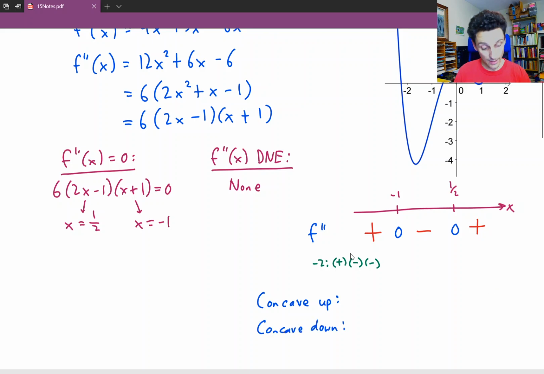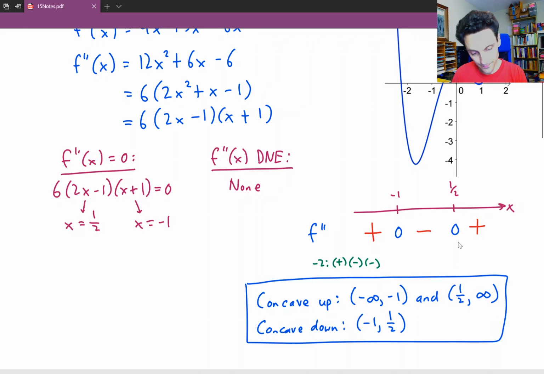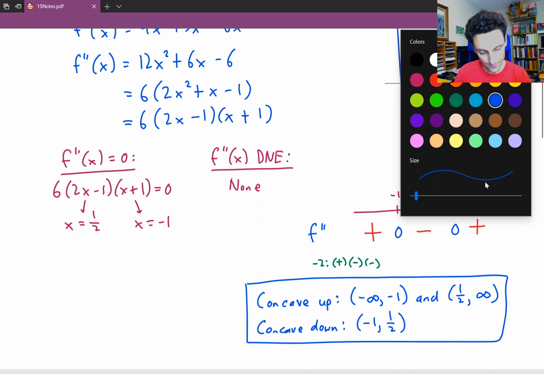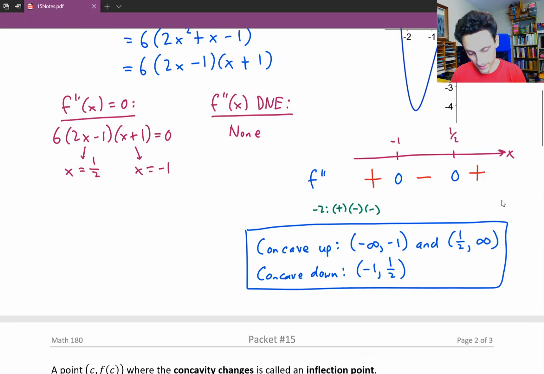Well, the curve is concave up, or the function is concave up, when the second derivative is positive, and that happens on two intervals, from -infinity to -1, and from 1/2 to infinity. And then the curve is going to be concave down, like a frown, when the interval is between -1 and 1/2. So those are the intervals of concavity.